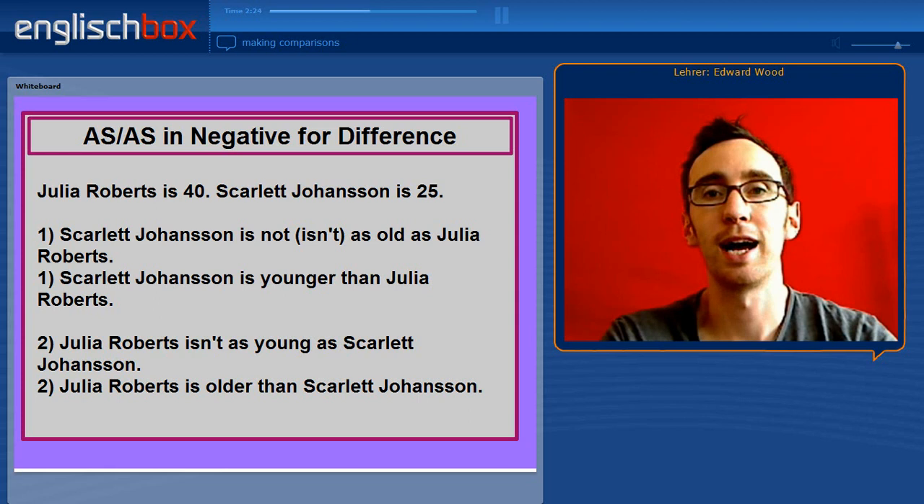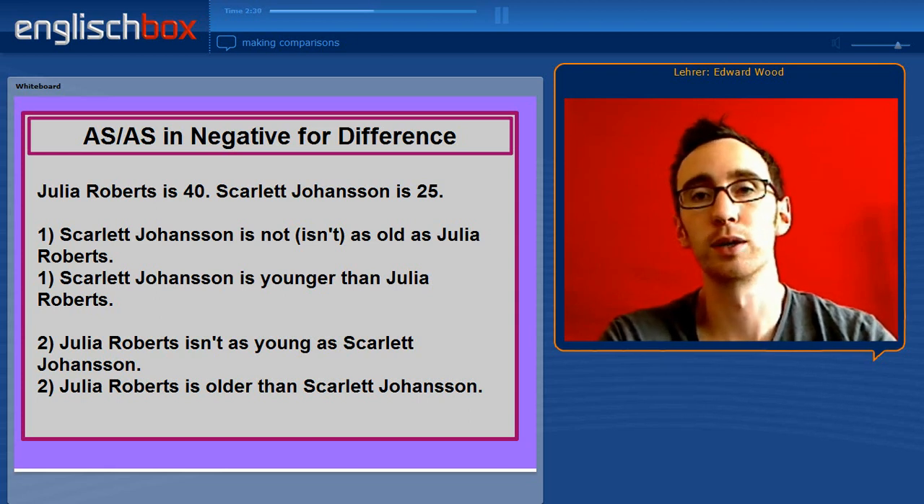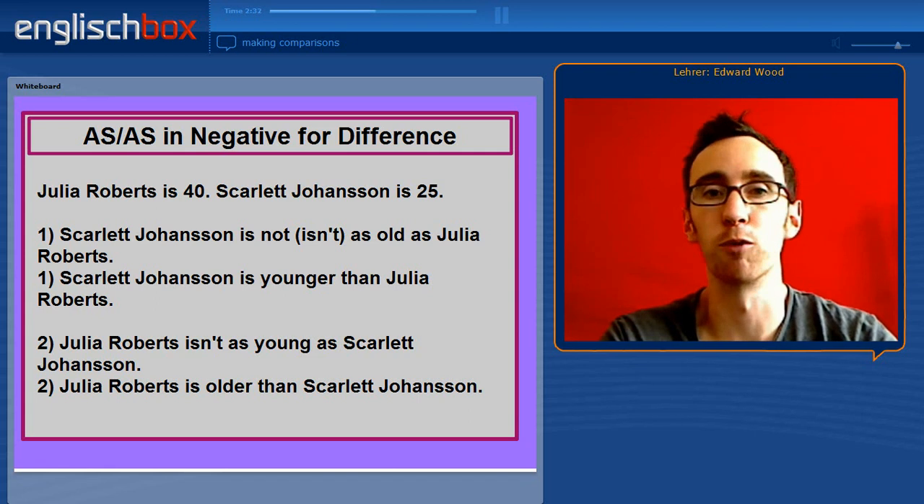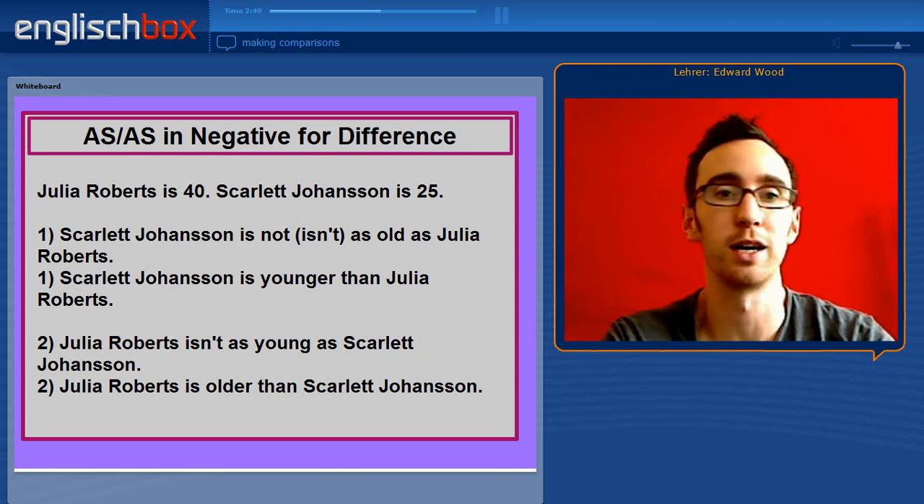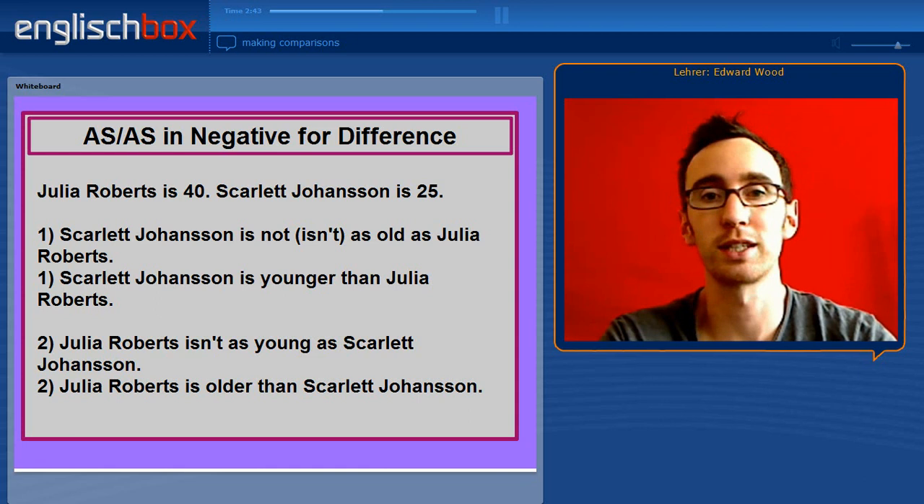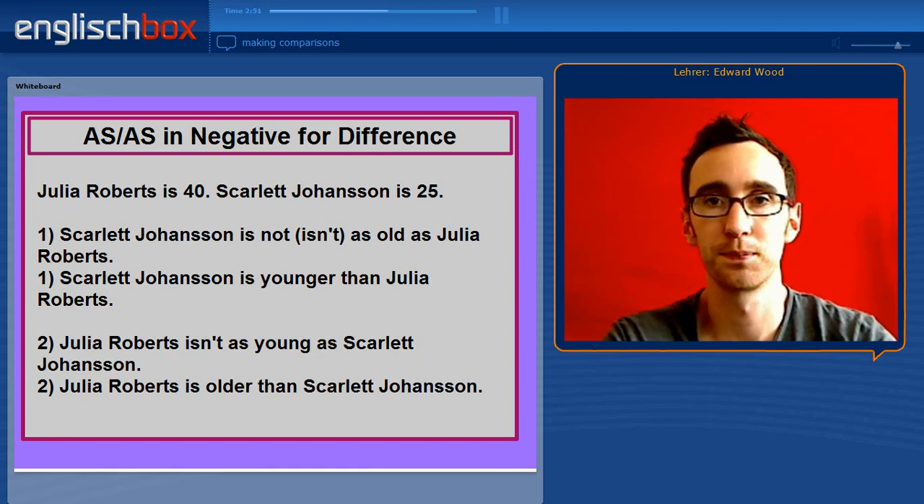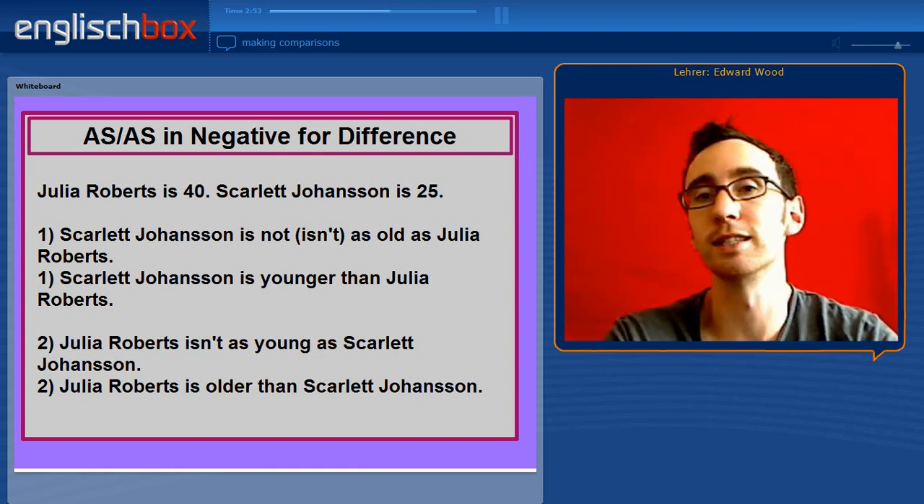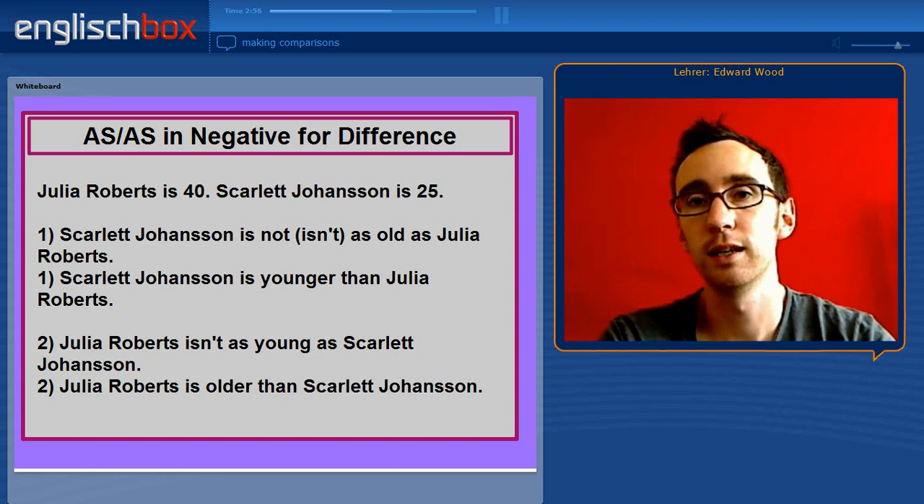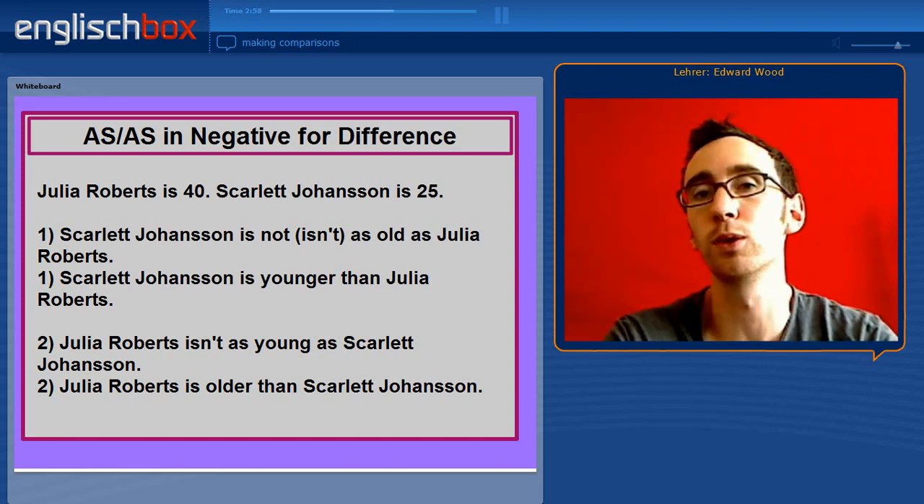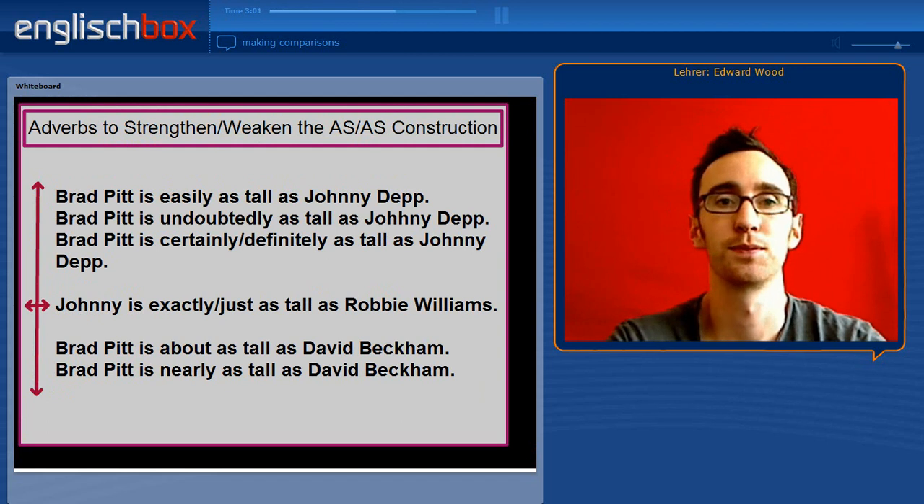As I said, we can use as in the negative form to express difference. So we're going to take our two favorite Hollywood stars, Julia Roberts and Scarlett Johansson, as our example. Julia Roberts is 45, or 40 rather, Scarlett Johansson is 25. Scarlett Johansson is not as old as Julia Roberts. It's the same as saying Scarlett Johansson is younger than Julia Roberts. You could also say Julia Roberts isn't as young as Scarlett Johansson, and this has the same meaning as Julia Roberts is older than Scarlett Johansson.